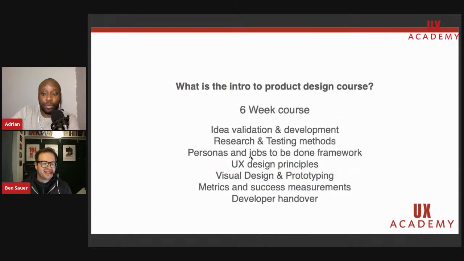Perfect. Great. While Ben is sharing the slides, I'm going to show you what the course contains. You've got idea validation, development, research and testing methods, personas and jobs to be done framework, UX design principles, visual design and prototyping, metrics and success measurements, and developer handover. That essentially is the framework of the course for those of you who are curious.